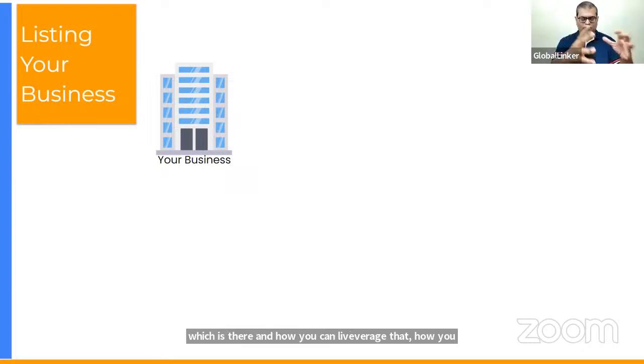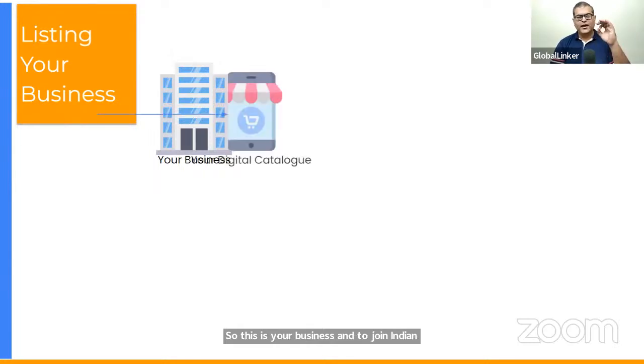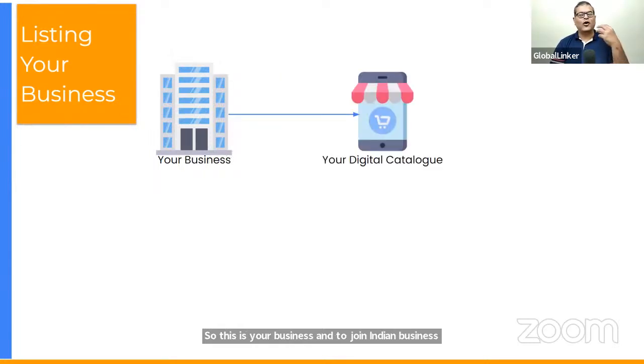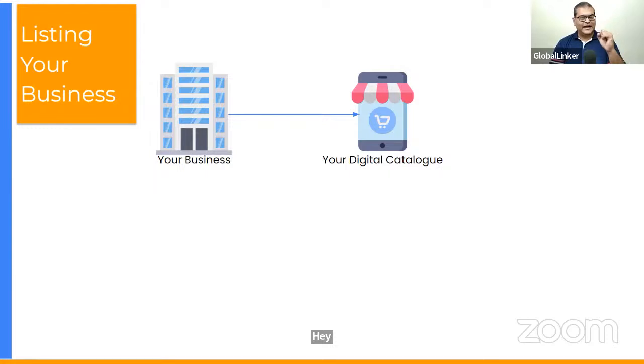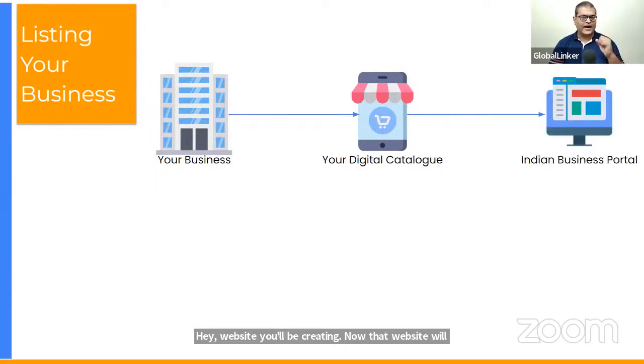So this is your business, and to join Indian Business Portal, what you'll be doing is creating something called a digital catalog, a website. Now that website, or that digital catalog, will get linked with Indian Business Portal. Wonderful. This is the joining process, and we'll understand the entire step-by-step process in detail in a few minutes. But broadly, this is the process.